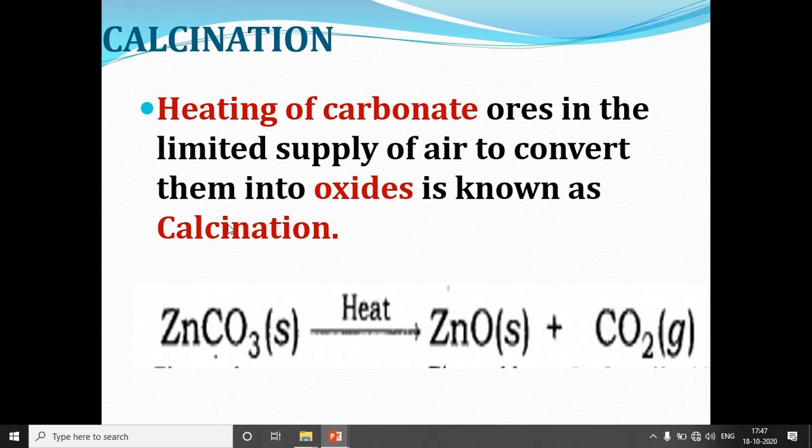Now here you can see an example for calcination process, zinc carbonate. So it is in the form of carbonate ore. Zinc carbonate, when we are heating in the limited supply of air, it can be converted into zinc oxide plus carbon dioxide. So the process of converting metal to its oxide in the limited supply of air by heating carbonate ore is known as calcination.